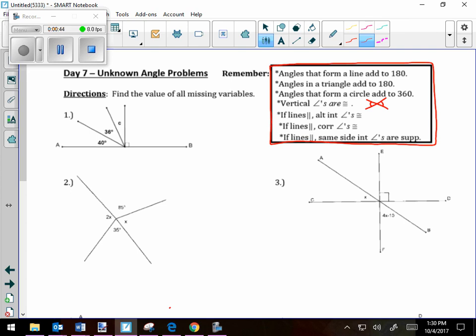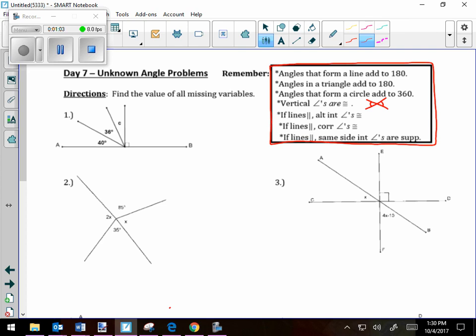If the lines are parallel, alternate interior angles are congruent, corresponding angles are congruent, and same side interior angles are supplementary. We also have the rule about alternate exterior angles being congruent, and it is not on our list today. Not that you can't use it, but just that it doesn't show up a lot.